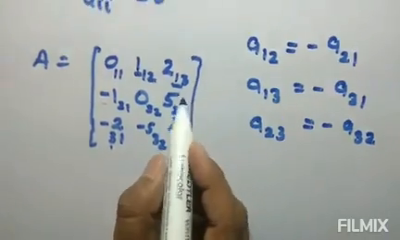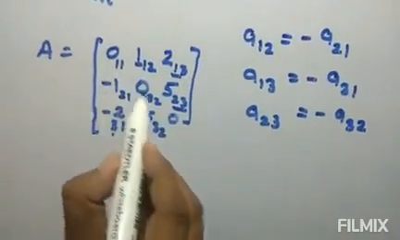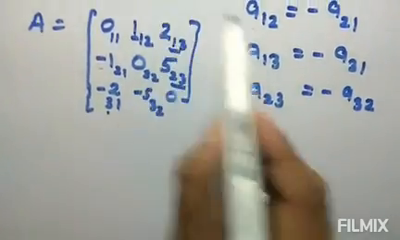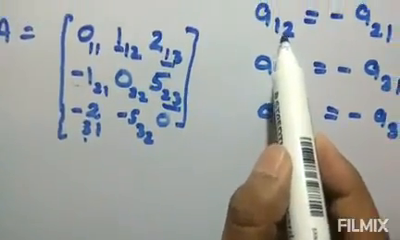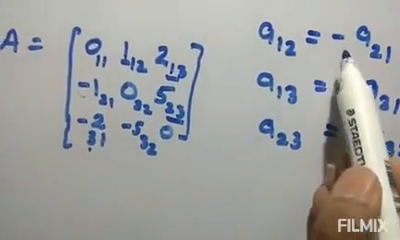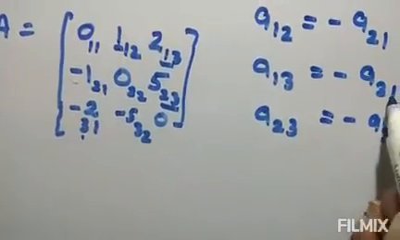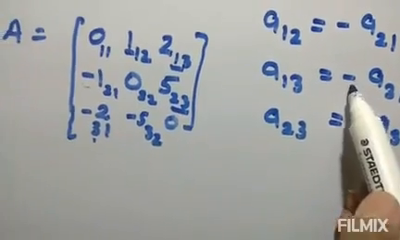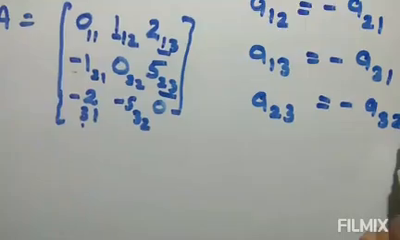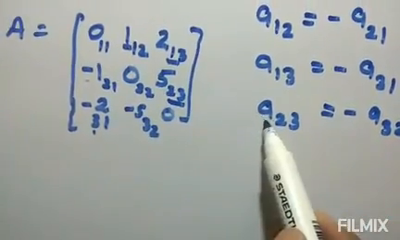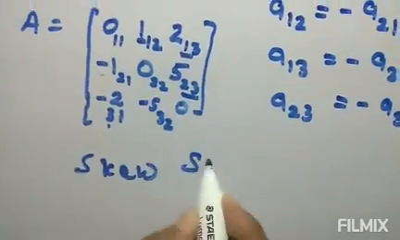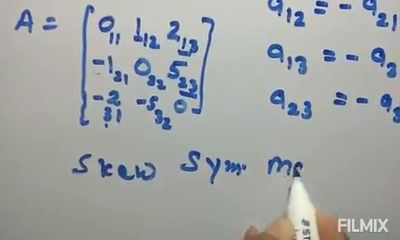So in a skew symmetric matrix, main diagonal elements are 0, and A12 and A21 are equal but in opposite sign. A13 and A31 are also equal but in opposite sign. A23 and A32 are also equal but in opposite sign. So it is a skew symmetric matrix.